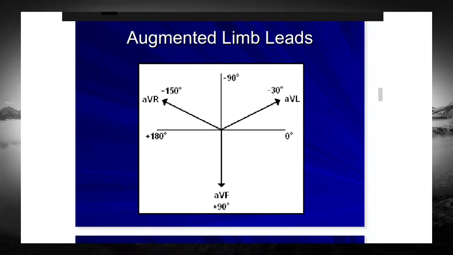Our augmented limb leads, the direction of those is going to be different. So AVR, remember, is going to be towards our right side. AVL, again, is going to be on the left. Does anybody know what is important about the high right side of the heart? Right part of the heart, I should say. So the right atrium is there. What is in the high right part of the right atrium?